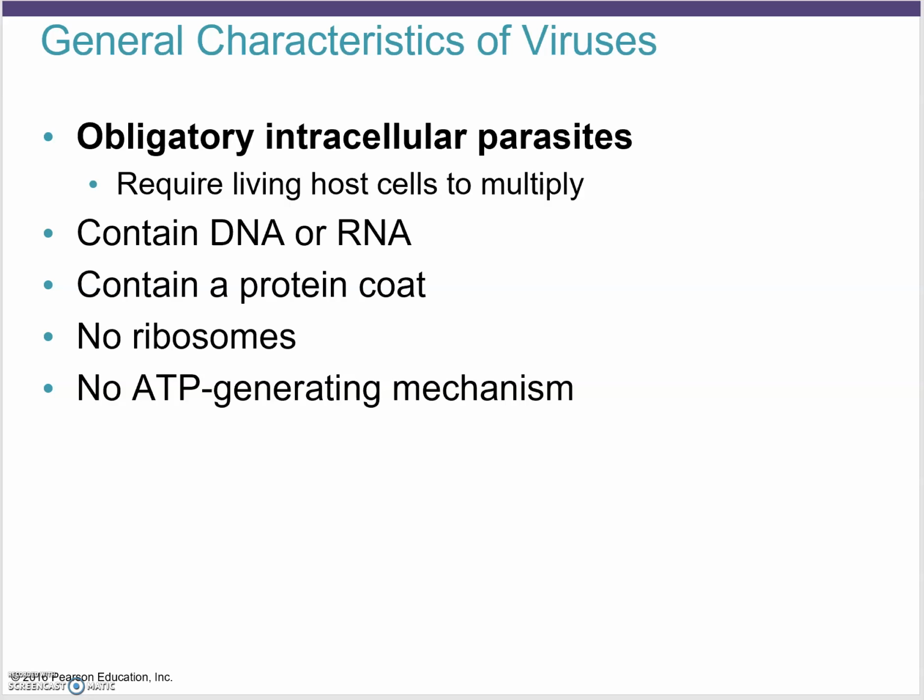A virus is defined as a particle that contains some sort of genetic material. That could be DNA or RNA, and then that genetic material is wrapped in a coat, a protein coat. They themselves do not contain ribosomes, and they have no ATP generating mechanism. That means they must rely entirely on all of the goods in the host cell in order to make more viruses.